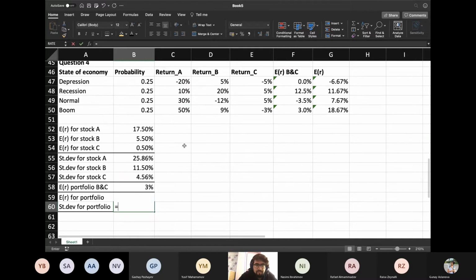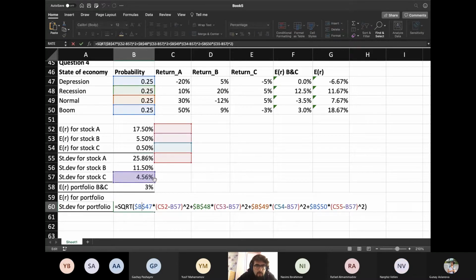Expected return, 0.25. Let me actually copy this formula. It is for here, here, here, here, and here.